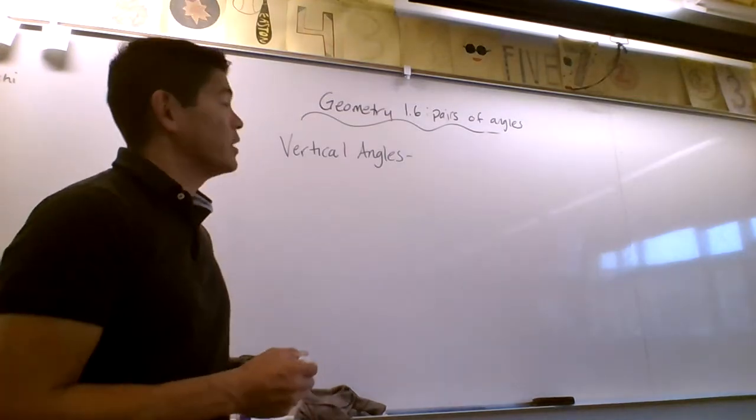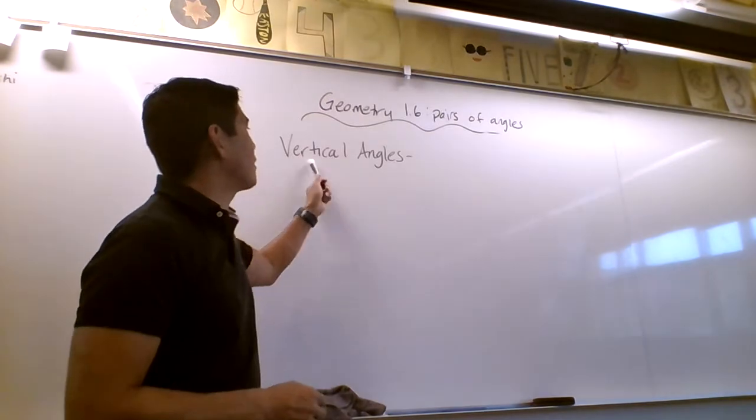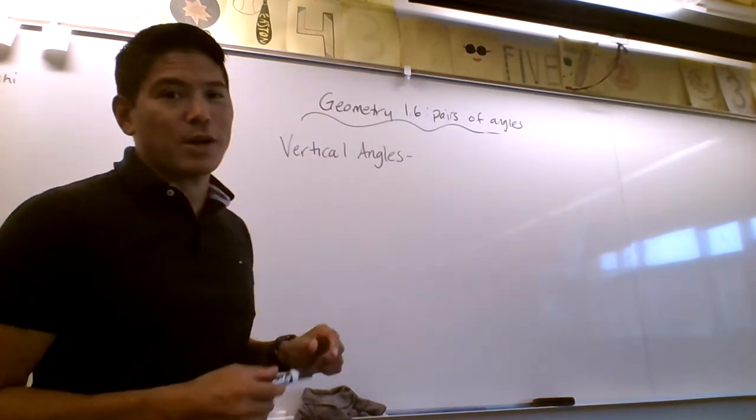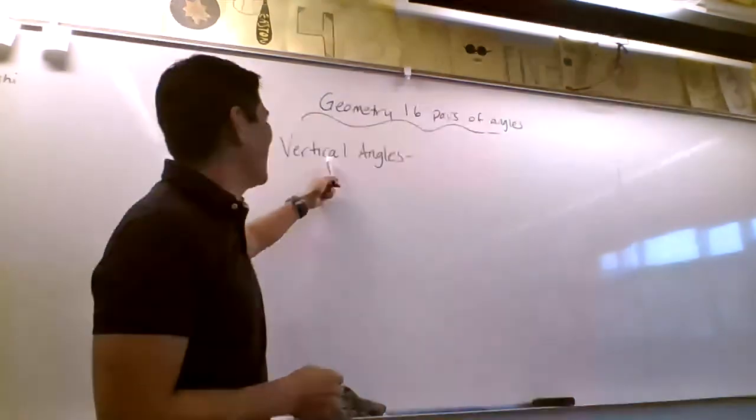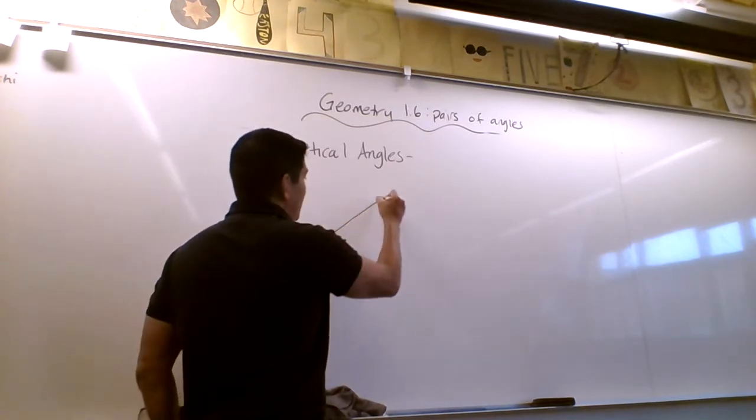1.6 part 3. We're still talking about pairs of angles. Another pair of angles are vertical angles. Make sure you're spelling it correctly as well. A lot of people write C-L-E, but vertical angles are a pair of non-adjacent angles.